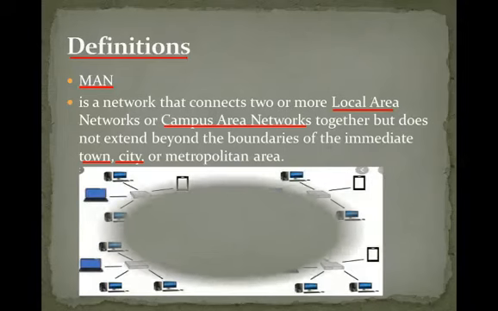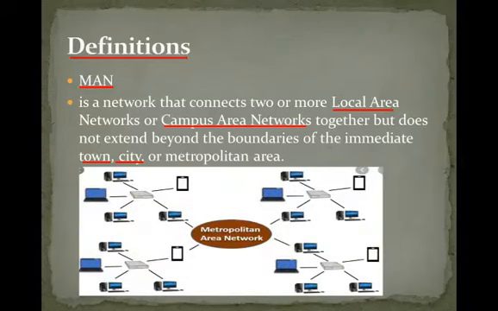So look, here assume you have several networks distributed around the city. Here you have a LAN, you have a LAN, you have a LAN, or you can call it a CAN. All that, when they are connected, they will form a metropolitan area network, because it covers something beyond the campus.